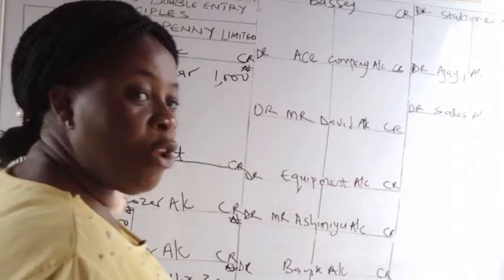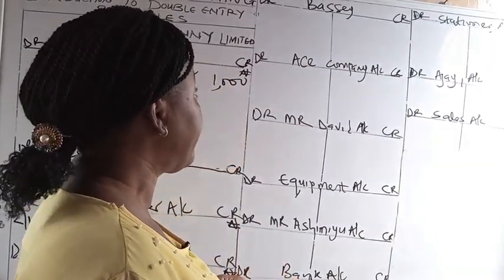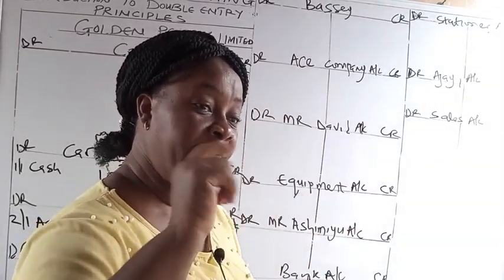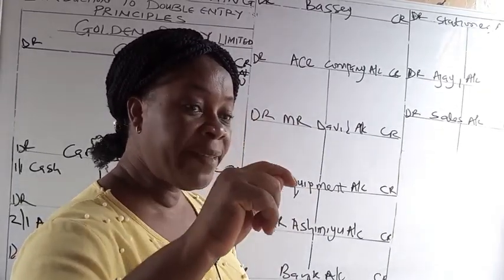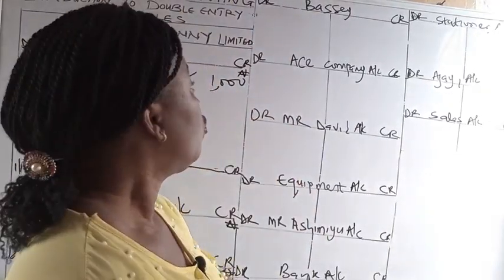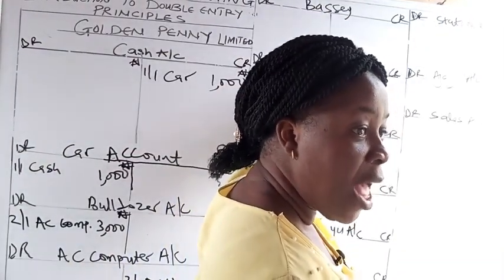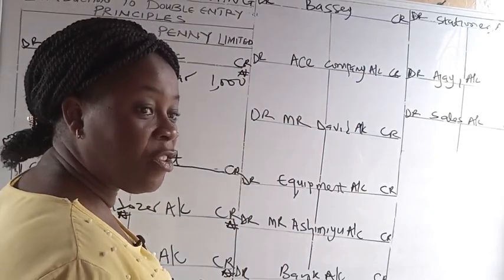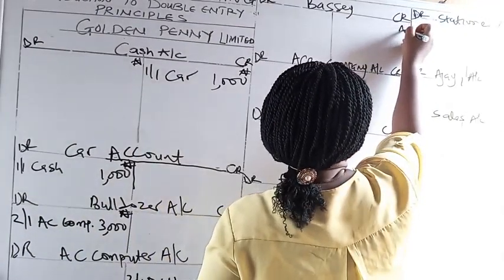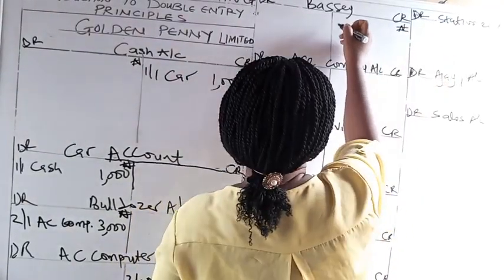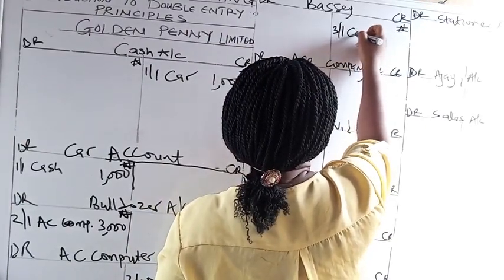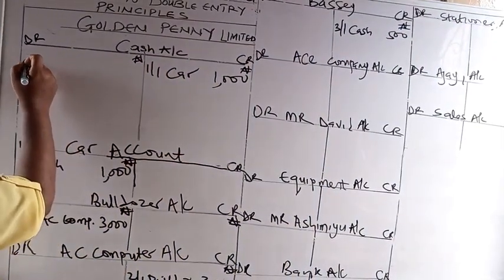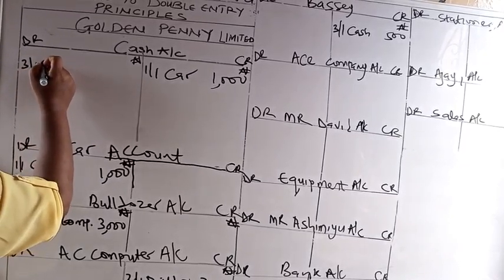January 3, a loan of 500 naira cash was received from Basi. So the company's indebtedness, liability to Basi, as a result of the loan collected from Basi, increased. So the transaction will lead to a credit entry in Basi's account and a debit entry in cash account because there is an increase in cash. So Basi, January 3, cash, 500 naira. January 3, Basi.